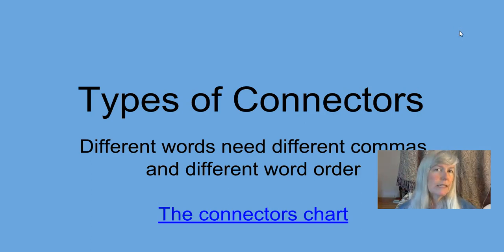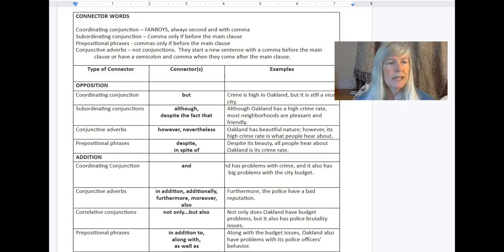There are a lot of types of connectors that you can mix up and make your writing much more interesting. Let me show you this connectors chart. This chart shows 4 different types of words that can express the same type of transition. For example, if what you want to express is opposition, then you can use the coordinating conjunction, the fanboys, but.